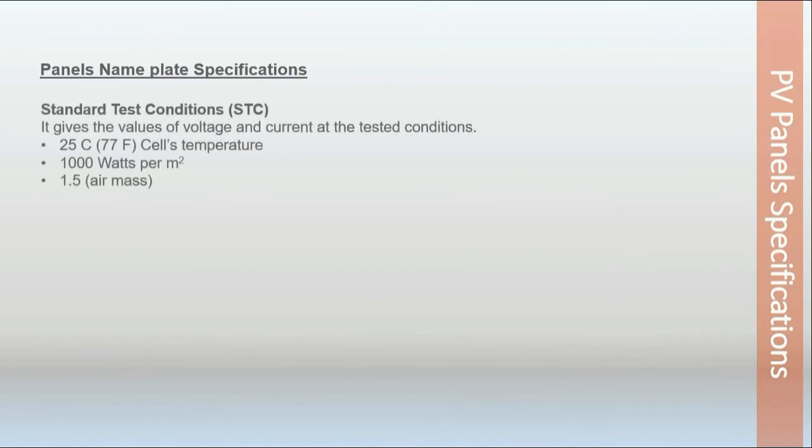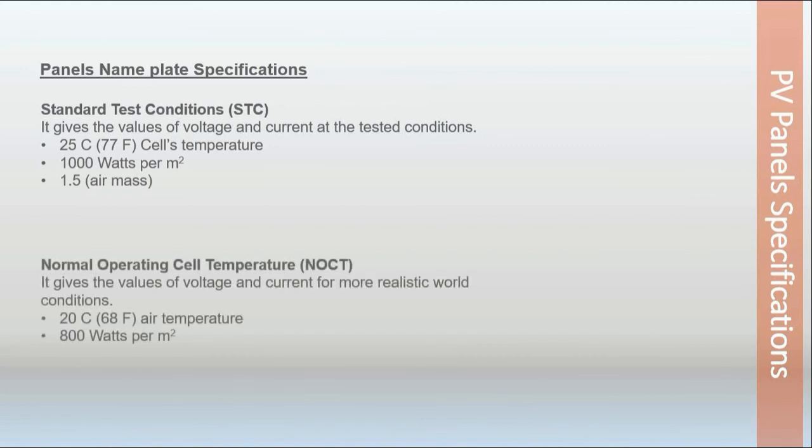So the PV panel specification comes with a term called STC, or standard test condition, and this means that the values indicated on the panel are based on a cell temperature of 25 degrees, 1000 watts per meter square, and 1.5 air mass.